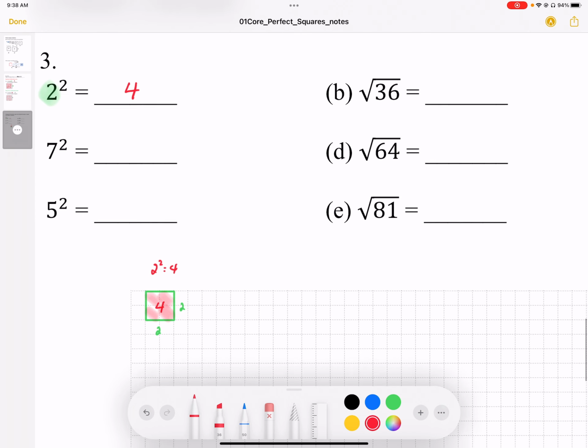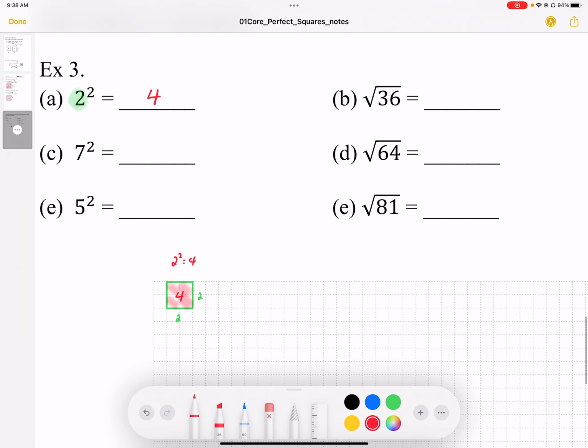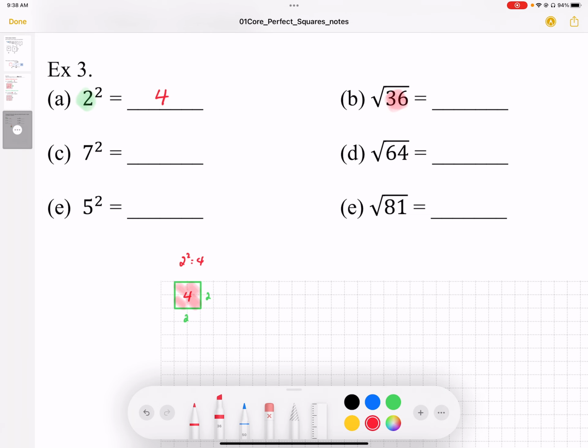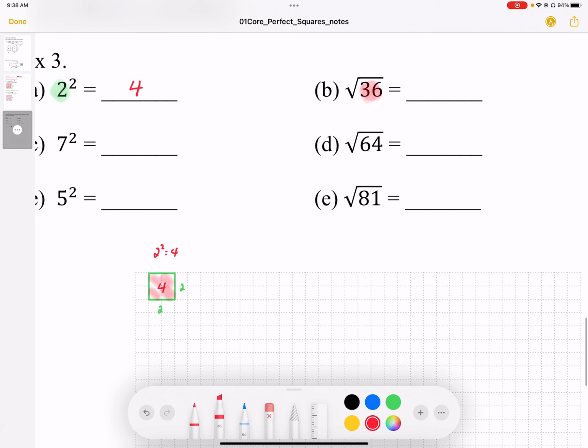For B, I'm going to use the same picture. I'm still dealing with squares and square roots, but I'm going to use a different picture here. Sorry, I'm going to do it backwards. So that 36 then represents my area. The answer, square root 36, is going to give me a side length of 6.